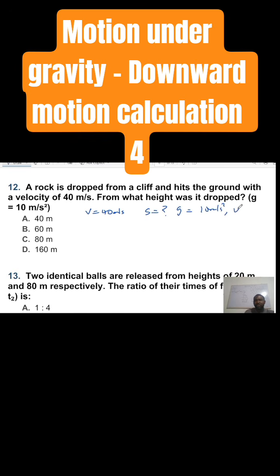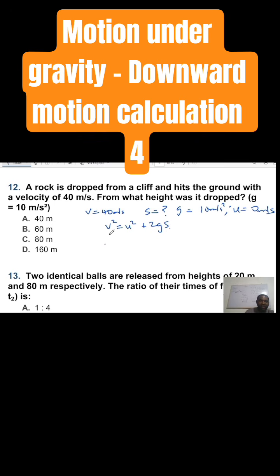And we don't need to be told that the initial velocity is 0 meters per second, since it is a downward motion. The best formula that connects these quantities is v squared equals u squared plus 2gs. That's the best formula, because you have v, you have u, you have g, and you have s. S is the unknown. Quite easy, right?